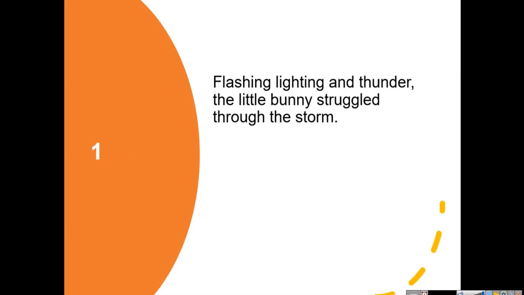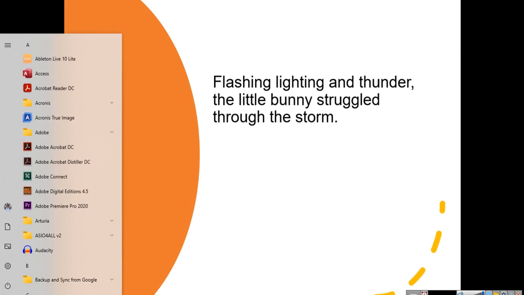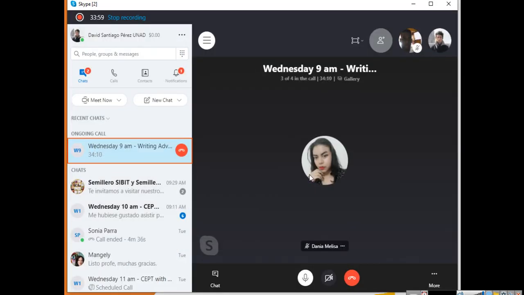Flashing lightning and thunder, the little bunny struggled through the storm. So again, the little bunny is not flashing or lightning and thunder. So try to fix that and write it in the chat. All right? So as to make more sense. And we're going to see the solution after that. I'm going to give you 5 minutes for that.